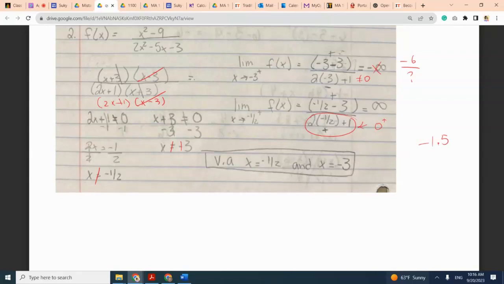You replace the corresponding factor 2x plus 1 by 0 plus. For other factors, you plug in the numbers. But for the corresponding factor, don't plug in the number, because it only gives you 0. You replace it by 0 plus if you go to that number from the right, and by 0 minus if you go to that number from the left. Is that okay, everybody?